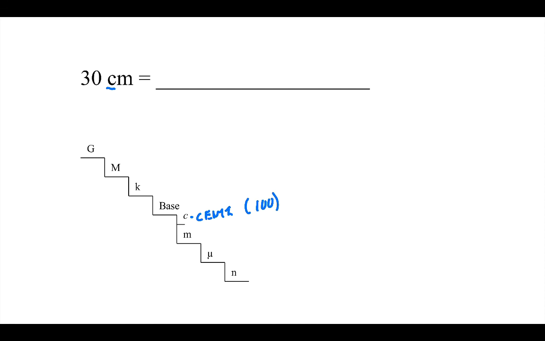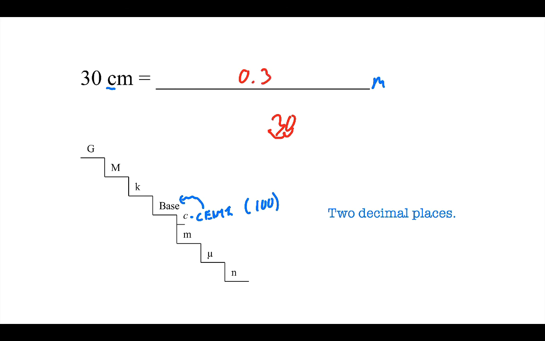Centi means 100, which means instead of 3 decimal places, we move 2 decimal places in order to get to the base. Now, we typically only see this with length. You don't measure things in centiseconds. You don't measure things in centigrams. It is predominantly associated with just length. So here I'm going to convert 30 centimeters into meters. Now, as you can see, it goes left to get to the base, but instead of 3 decimals, centi is going to be 2. So 30 centimeters is 0.3 meters.